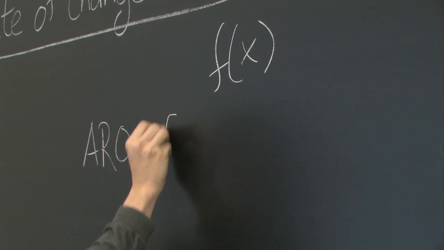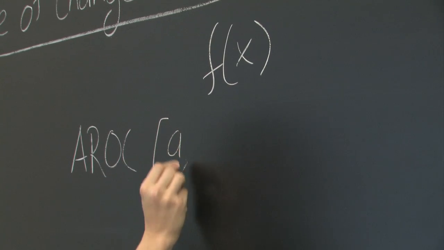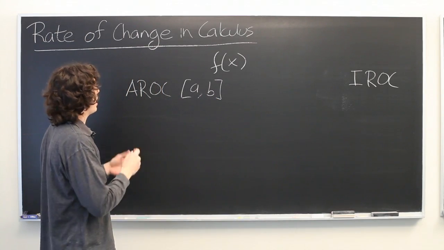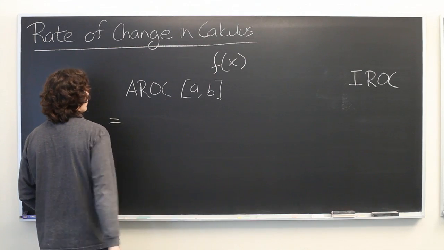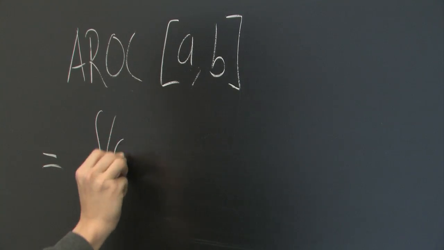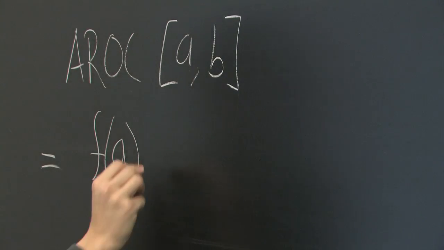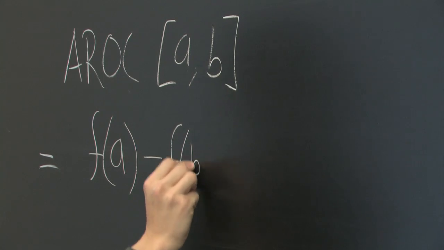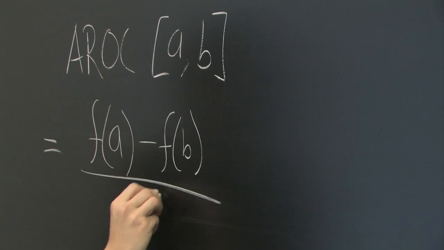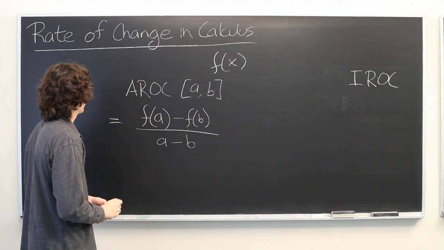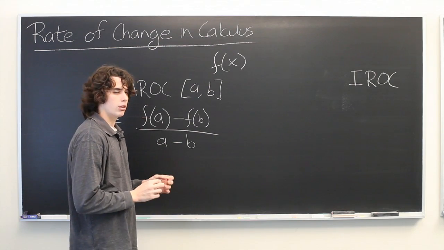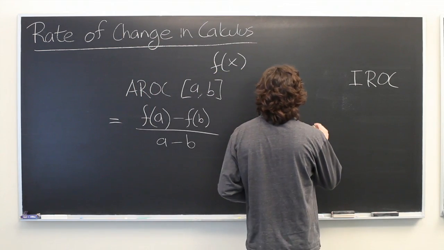If we are looking at the average rate of change on the interval from a to b, where a and b are simply two numbers that are within the domain of our function, the average rate of change can be expressed quite simply as the value of the function at a minus the value of the function at b, divided by a minus b. It's just that simple. The instantaneous rate of change is a little bit more complicated and uses some more advanced techniques.